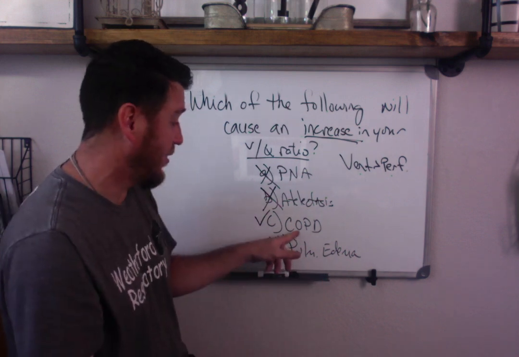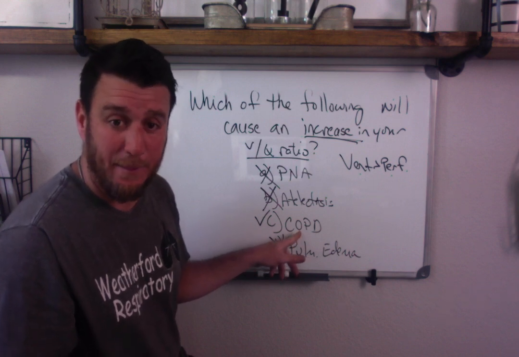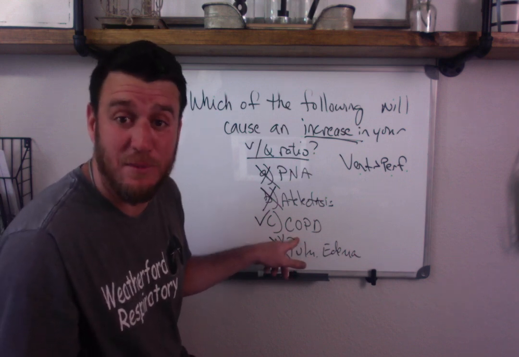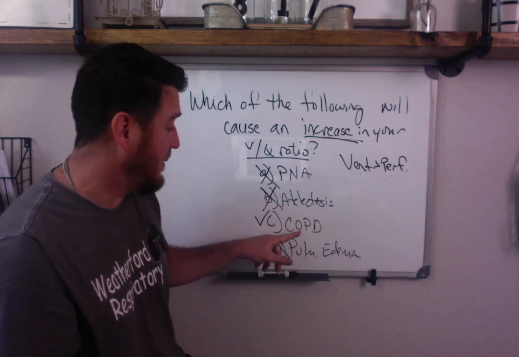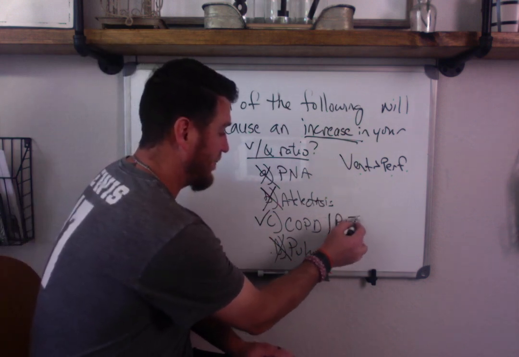Now I could easily have put pulmonary embolism here. I didn't because it would have been too easy. But it's simply and very easily and most likely on your TMC will be pulmonary embolism. So I'm just going to put PE right here.